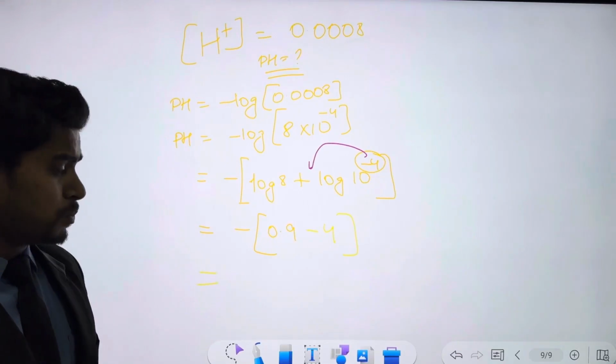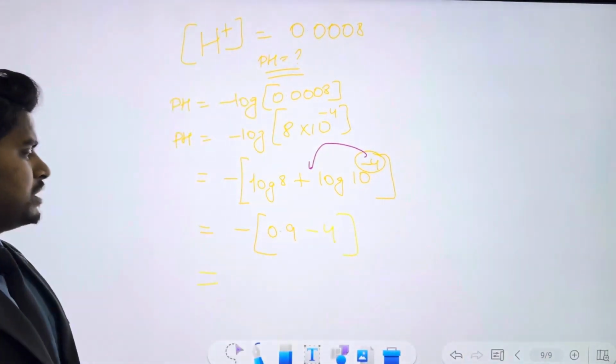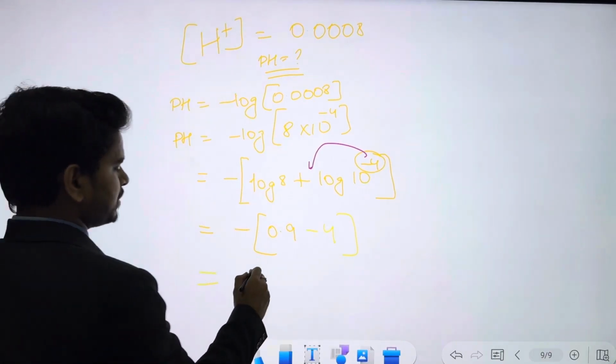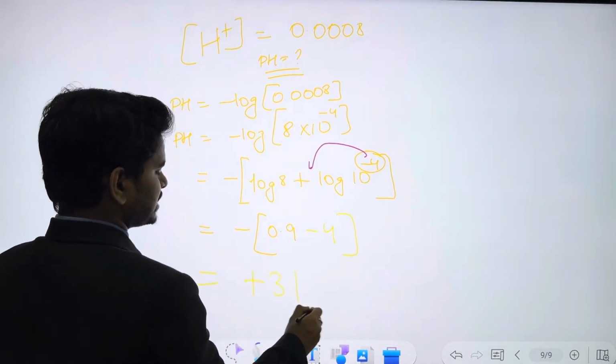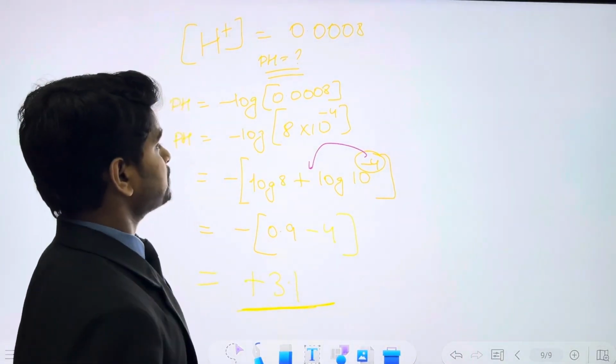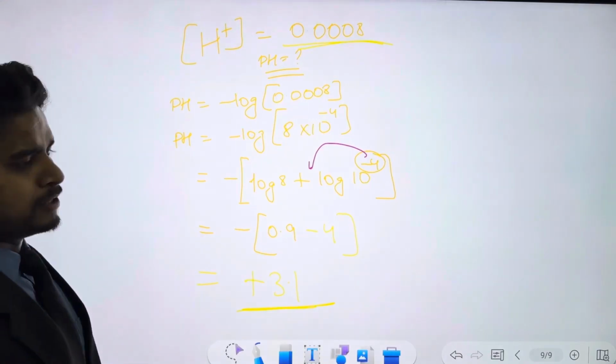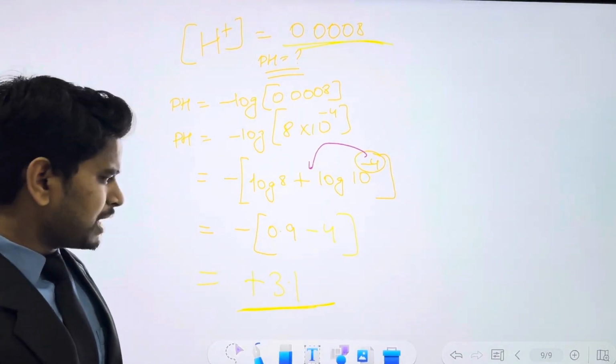So you can see 0.9 minus 4 is minus 0.31, and minus 0.31, and there's a minus sign outside, it will become plus. That's the answer, guys. 3.1 is the right answer. 3.1 is the pH when the H plus concentration was given as 0.0008.